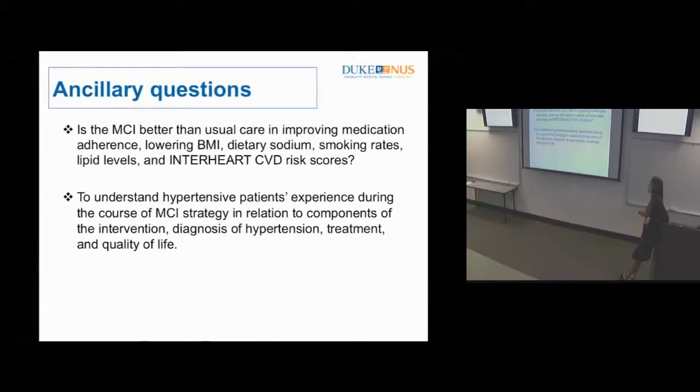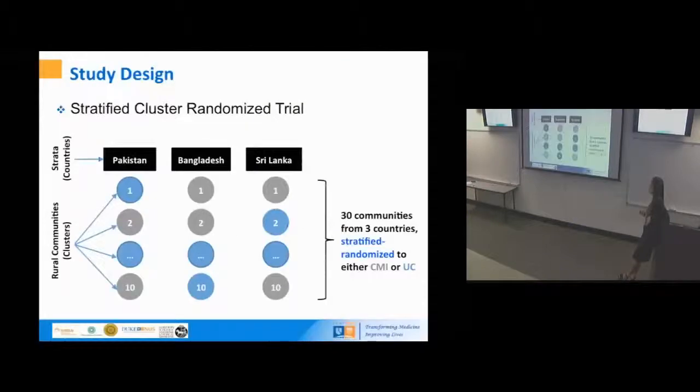Ancillary question: is the MCI better than usual care in improving medication adherence, lowering BMI, dietary sodium, smoking rates, lipid levels, and the INTERHEART cardiovascular risk score? And this is a CVD risk score that's been validated in this population. And then to understand the patient experience, which I just discussed with you, in the course of the MCI, this is a qualitative study. And this is the design.